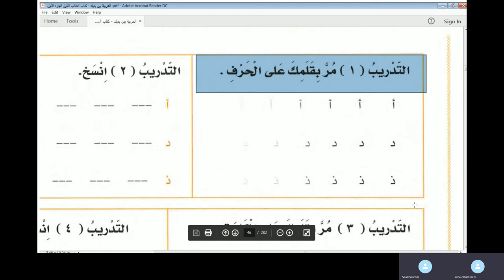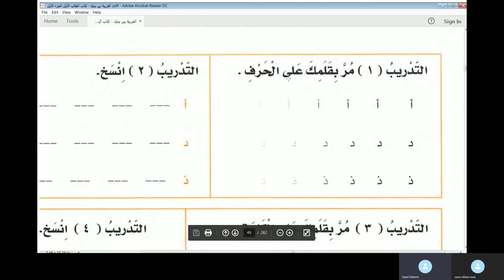You will read Alif Hamza. Or Hamza. Just don't read it. Just understand the question. Okay. He wants you to move your pen on these alphabets to improve your writing. Then, okay, Tadrib.